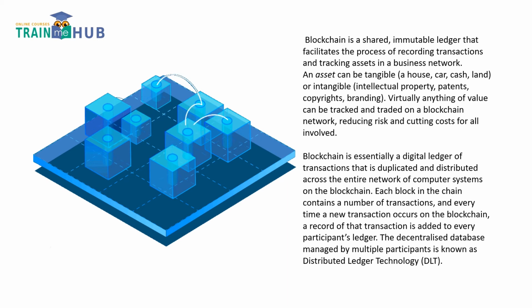A blockchain is essentially a digital ledger of transactions that is duplicated and distributed across the entire network of computer systems on the blockchain. Each block in the chain contains a number of transactions, and every time a new transaction occurs on the blockchain, a record of that transaction is added to every participant's ledger. The decentralized database managed by multiple participants is known as distributed ledger technology (DLT).